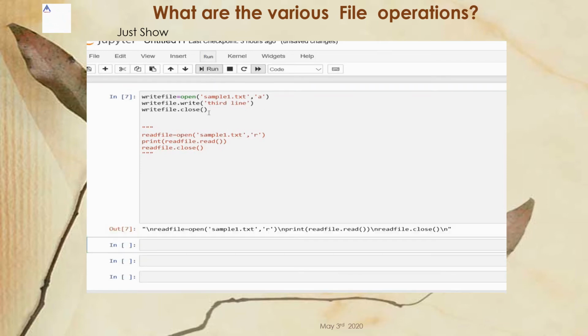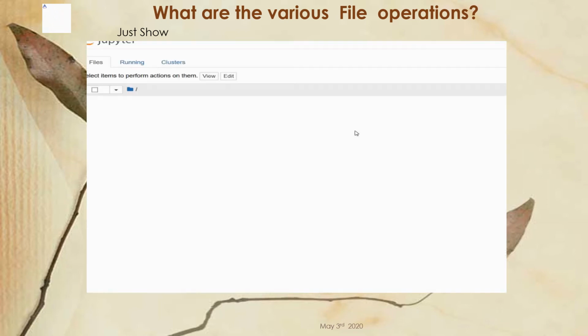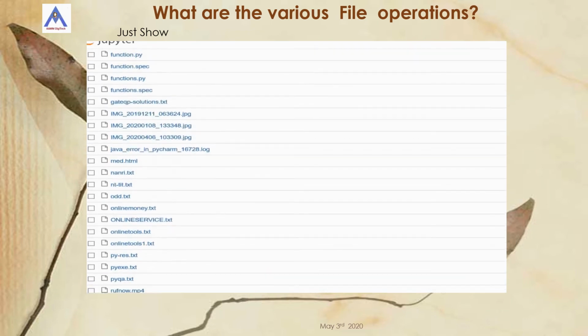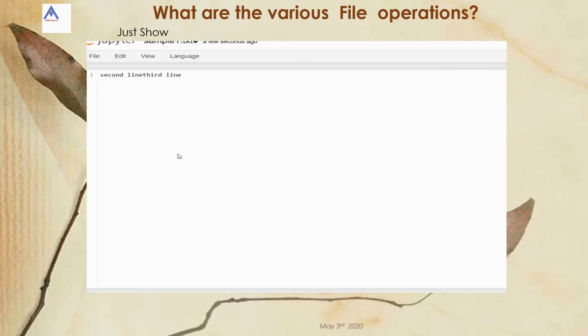So third line. Now you can go again and see your file, sample1.txt. Now you see, second line, third line. So second line, third line is now appended. Second line is also there, third line is also there. Why is it coming on the same line? That is another concept. We will see soon.